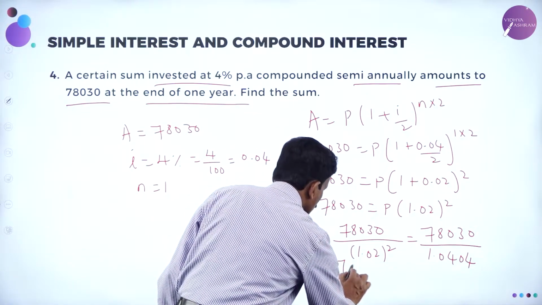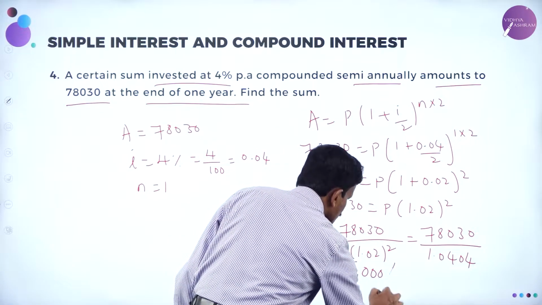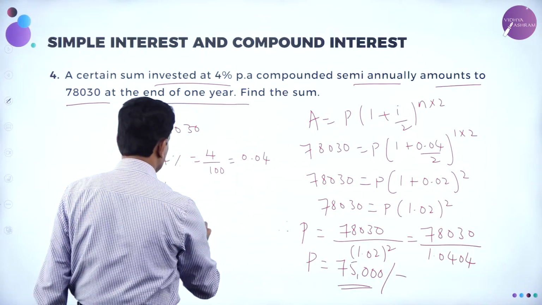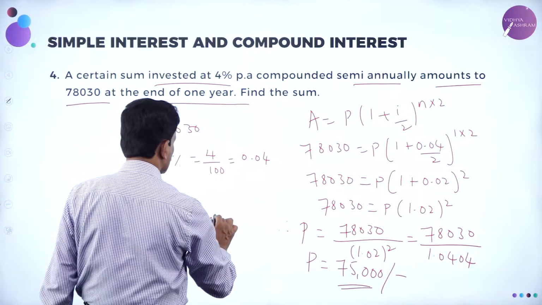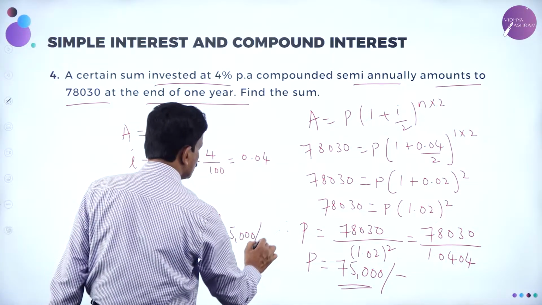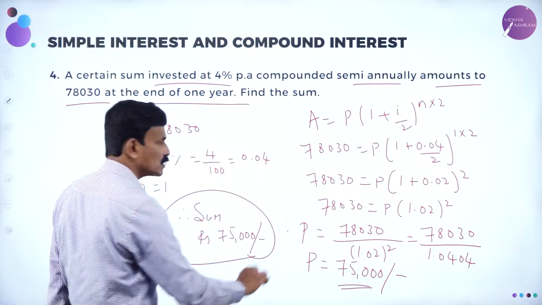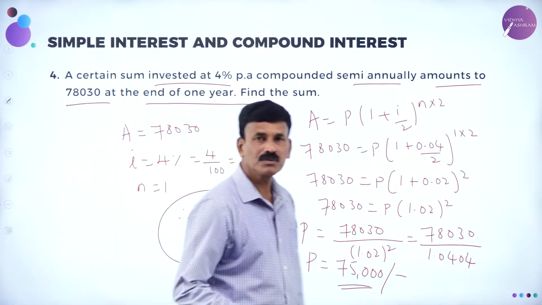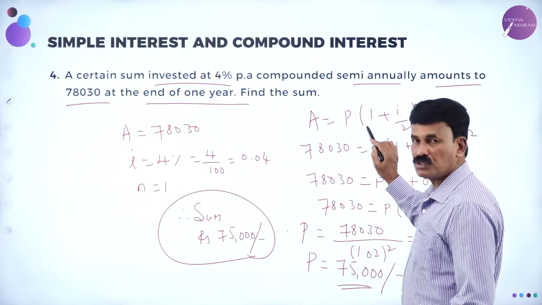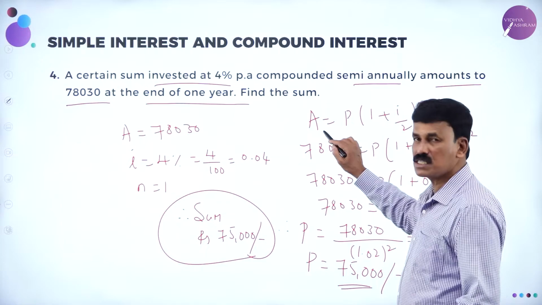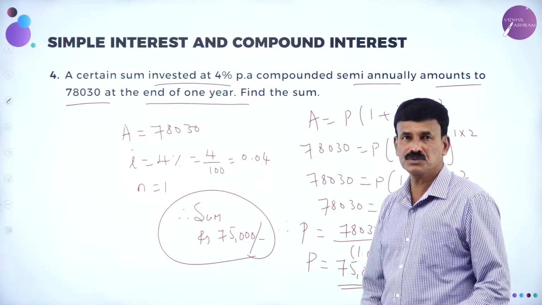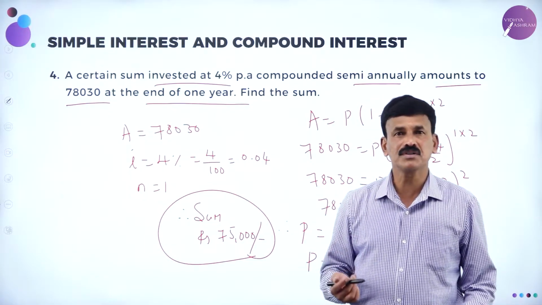So P is equal to 75,000. Therefore the sum is equal to rupees 75,000, which is the required answer. Hope you followed. See, what is the formula here to find the amount? The important formula is A is equal to P into 1 plus I by 2 whole to the power of n into 2. Now let us move on to the next problem.